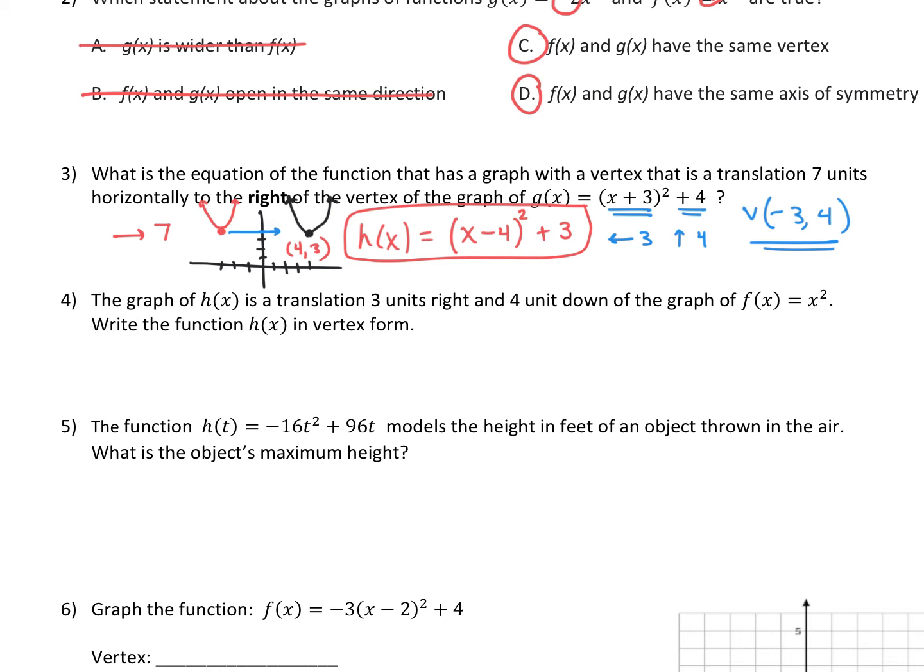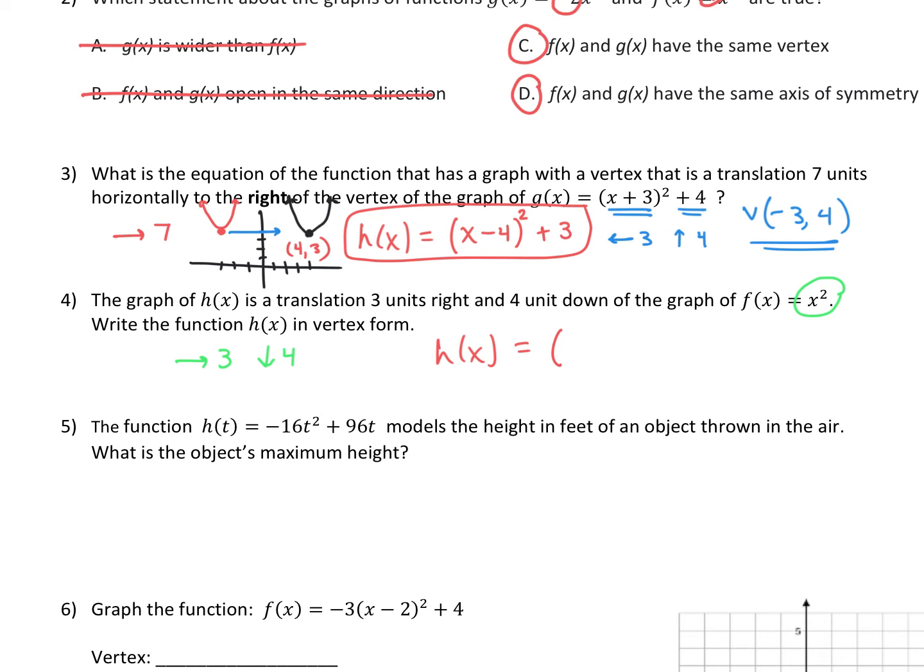All right, next problem. The graph of h of x is a translation 3 units to the right and 4 units down of the graph of f of x equals x squared. Write the function h of x in vertex form. All right, so again, I like to take my notes. It said to the right 3 units and then down 4 units. And we are just going from our parent function x squared, which has the vertex at the origin. So h of x, our new function, is going to be equal to, they didn't say to make it wider or narrower, so the a value will stay the same.